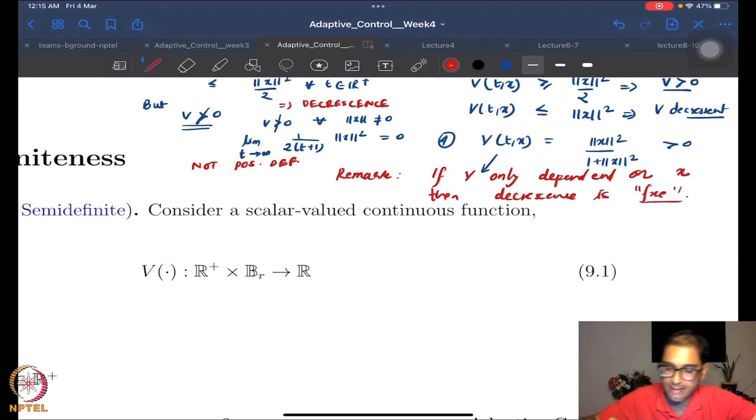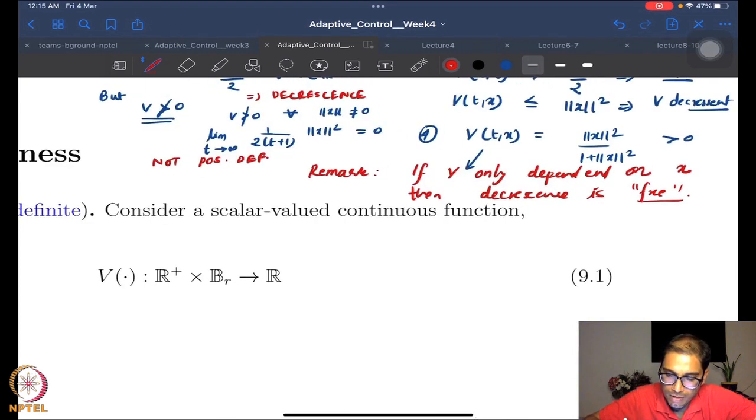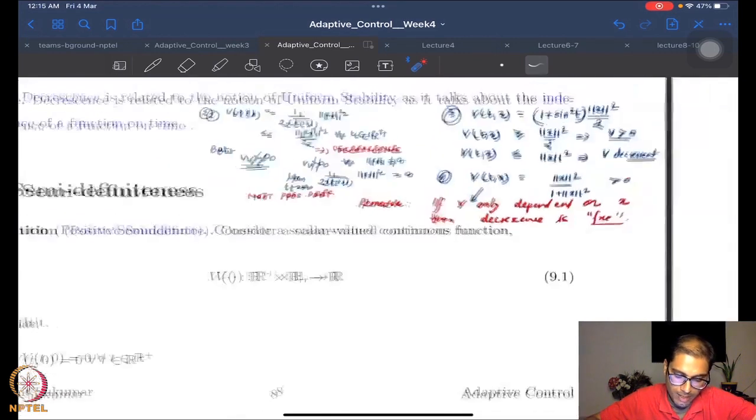Yeah, it's trivially decrescent, right? Because of course it's upper bounded by norm x squared, and I'm done. So it's trivially decrescent because there's no time appearing which would not allow this domination. Okay, I hope that's clear.